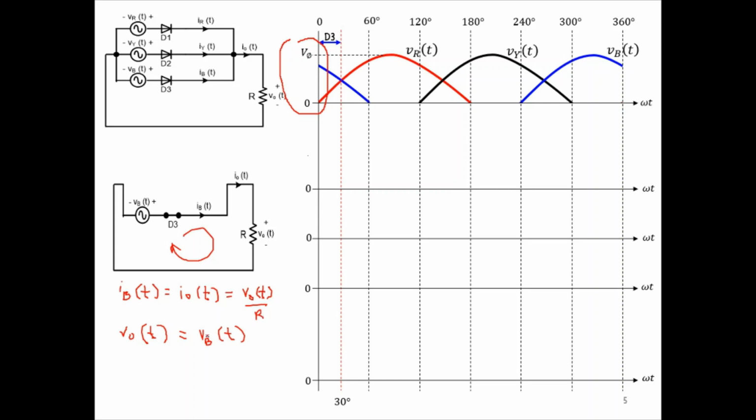And when you refer to the second equation, you can see that the output voltage waveform is following the wave shape of the blue voltage waveform. Based on these equations, you can sketch the blue current waveform, the output current waveform, and the output voltage waveform as follows.